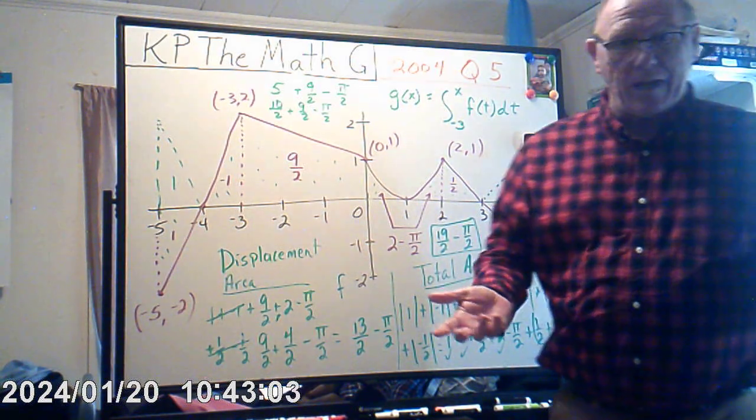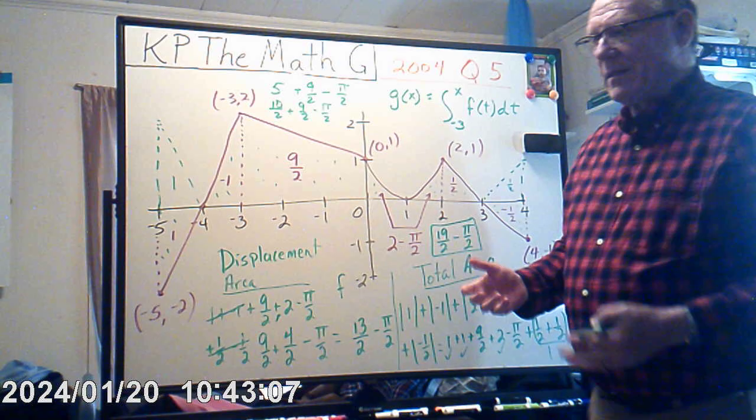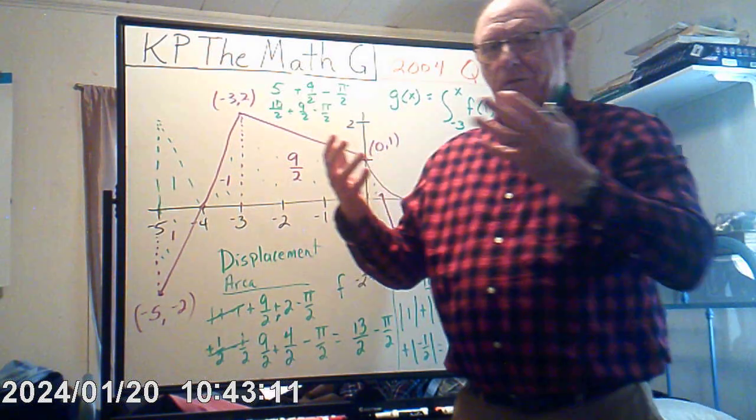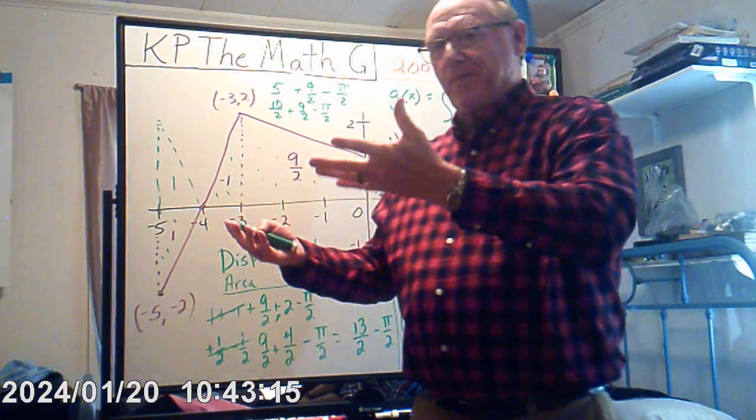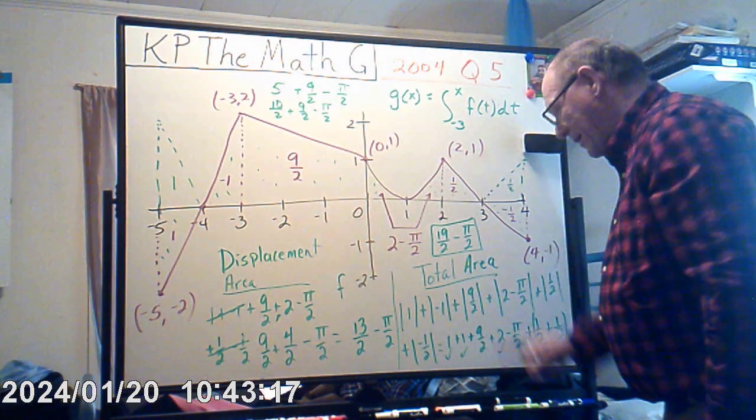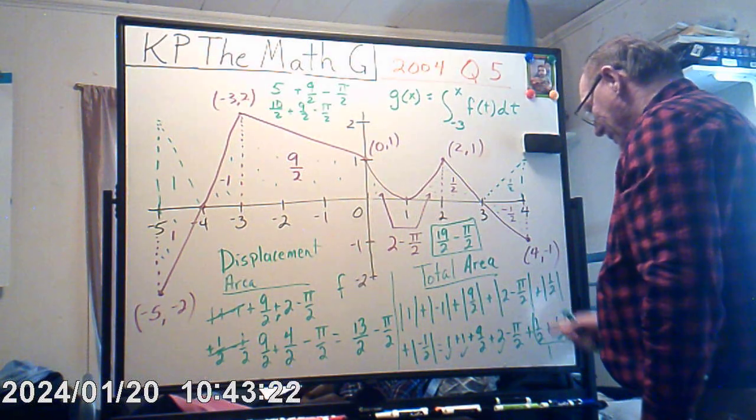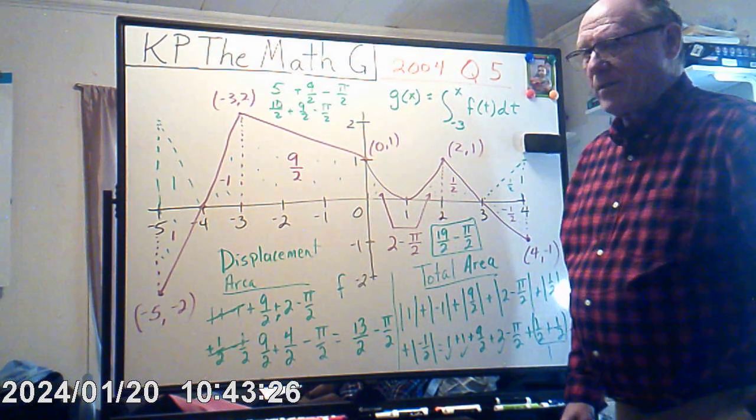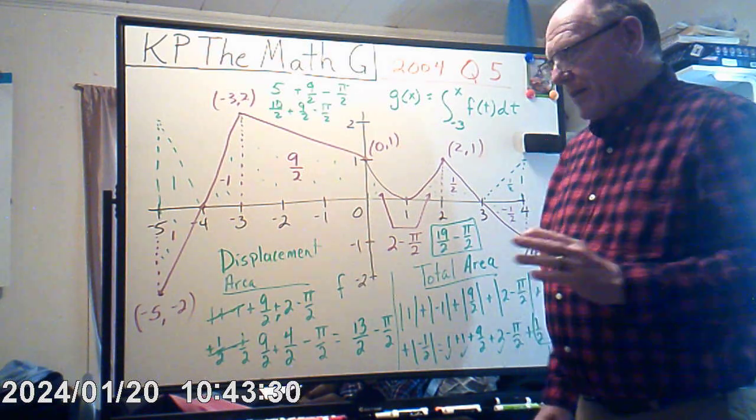It depends on what they're asking you. If they want the total, maybe total distance, maybe it's not saying total area, they may be asking for total distance or total amount of something. When you see total anything, you're going to take these absolute value bars, and everything is going to be taken as the absolute value. So keep that in mind.